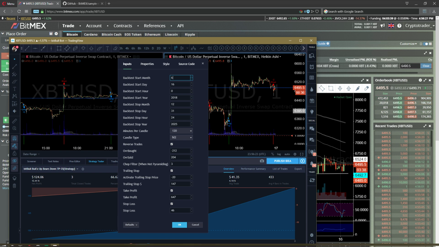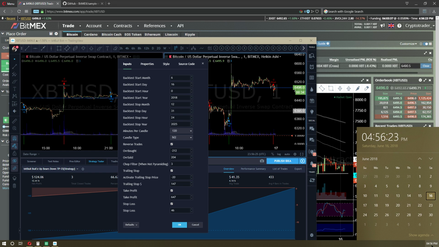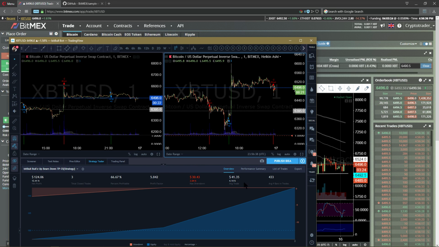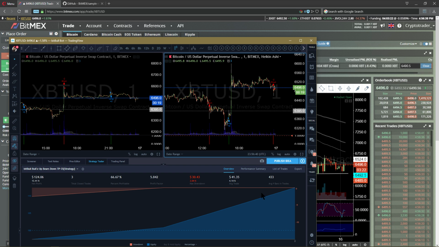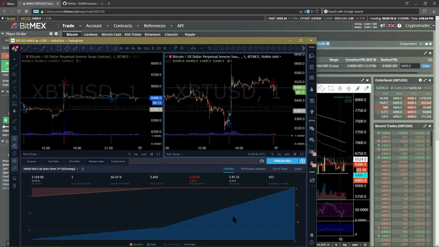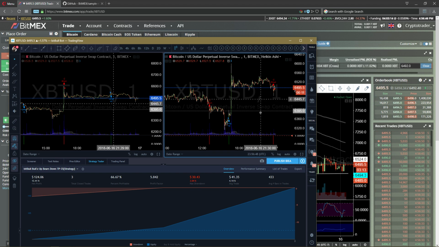Today's the 16th of June, and I set the backtest date to start on June 16th, so we can just see today's trades and see if it's profitable. I'm not even paying attention to it. I had to come over and wonder why the trade didn't take place, because I just set this up and I've been waiting for it to trade.